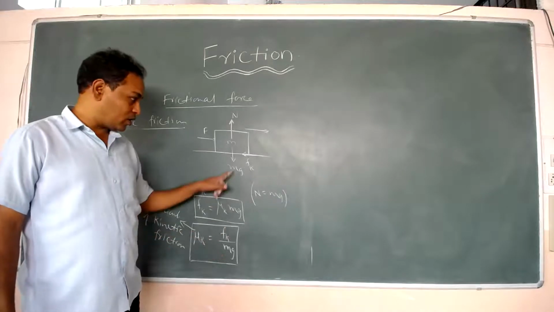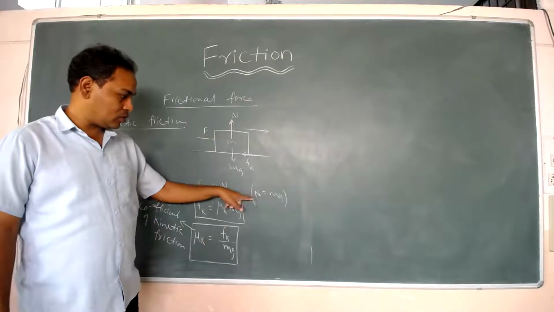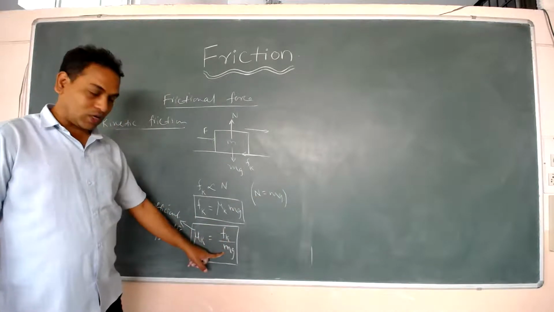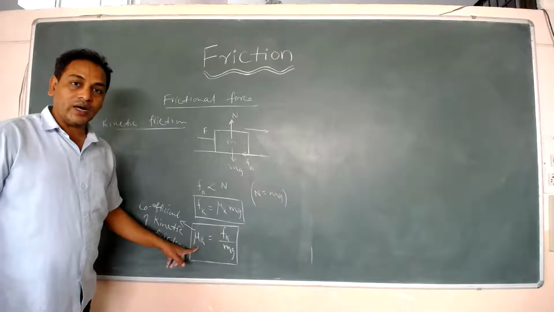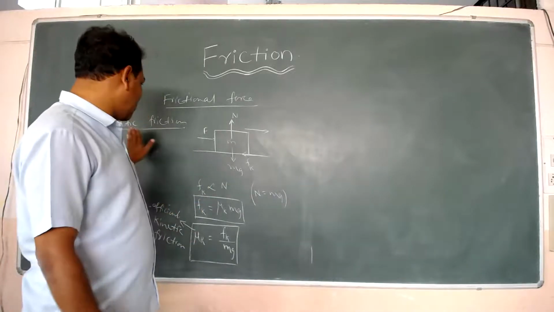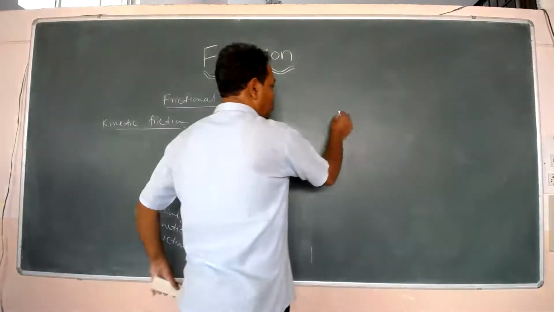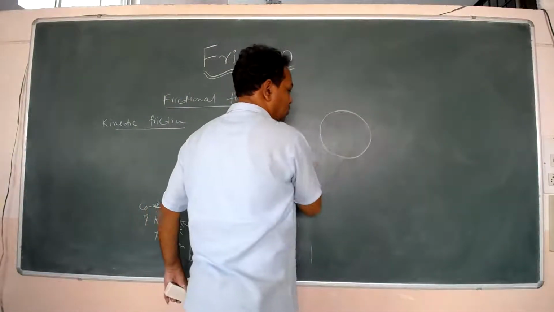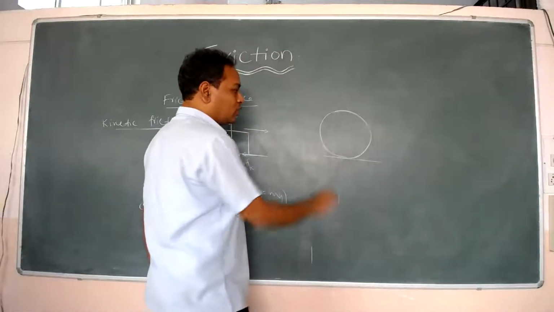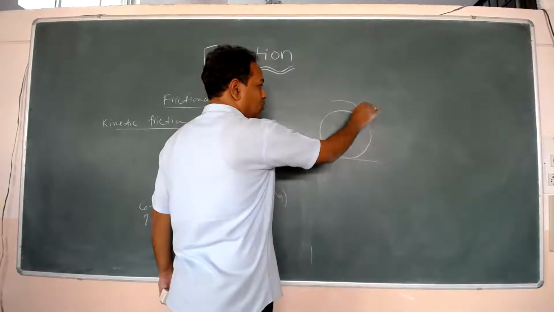This is called normal reaction. So kinetic friction to that of the normal reaction will give the coefficient of kinetic friction. Similarly, suppose a body is rolling. Now I am talking about a body that is rolling.